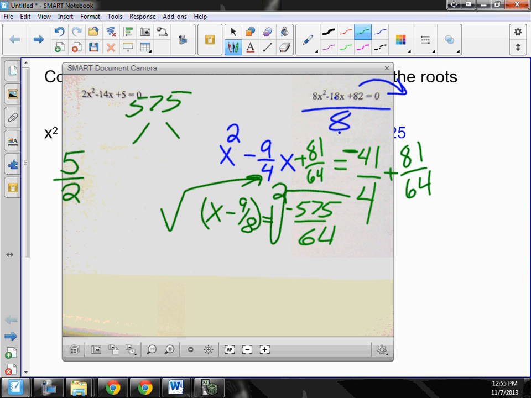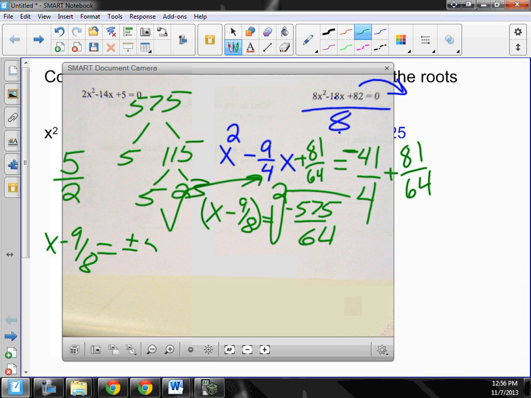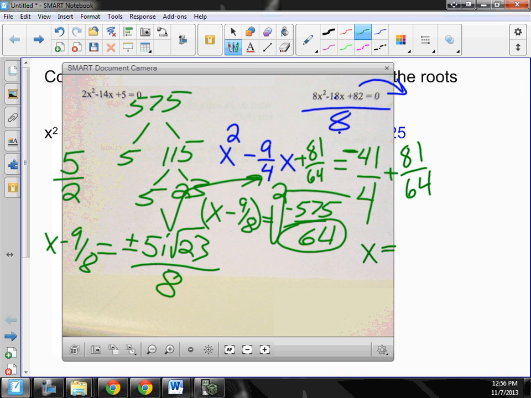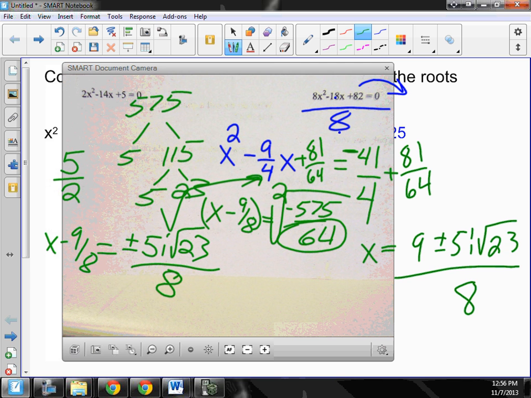575. We need to check to see if that factors. 575 is 5 times 115. 115 is 5 times 23. Can I pull anything out? A 5, what's left? Can I pull anything else out? An i, because it's a negative 575. So x minus 9/8 equals plus or minus 5i root 23 over the square root of 64, which is 8. So we add the 9/8 to the other side, and we get x equals 9 plus or minus 5i root 23 over 8. And those are my roots.